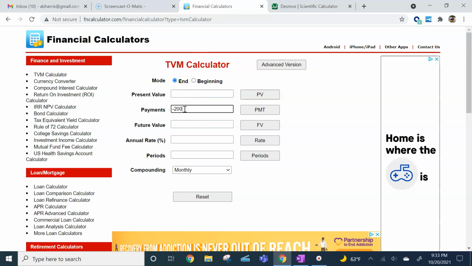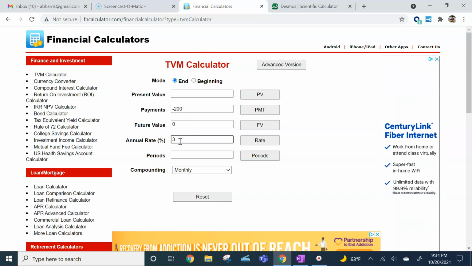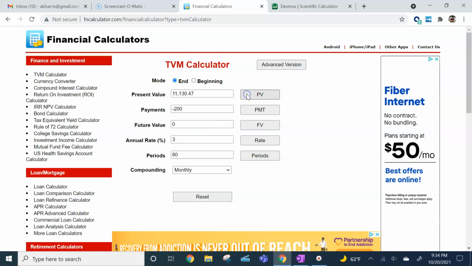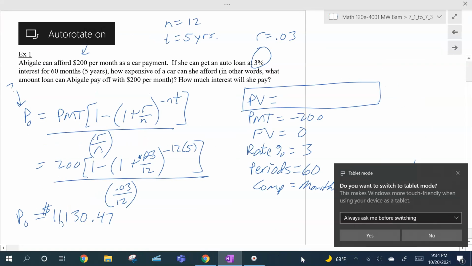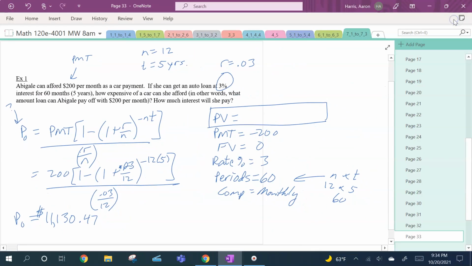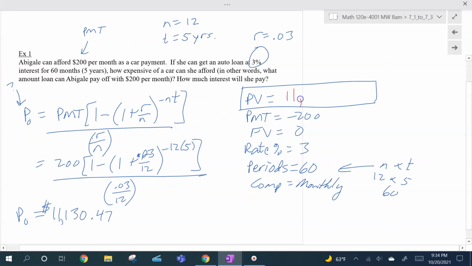Let's see, a $200 payment. Future value of the loan is going to be 0. In other words, it's paid off after 60 payments or 5 years. So 60 payments on this thing. Click that: 11,130.47 is what you get with that time value of money calculator.